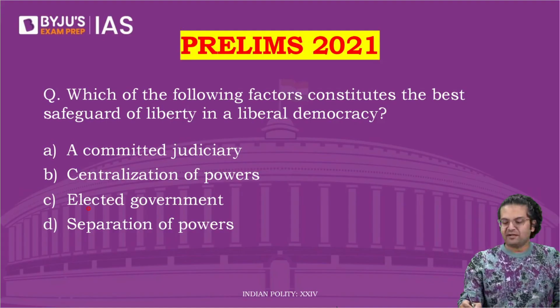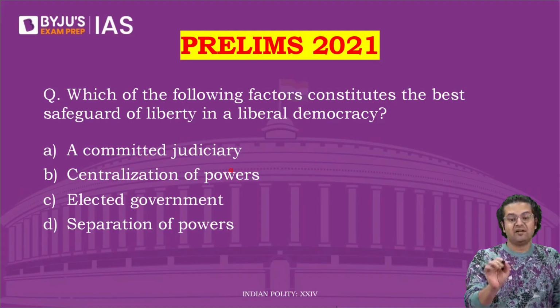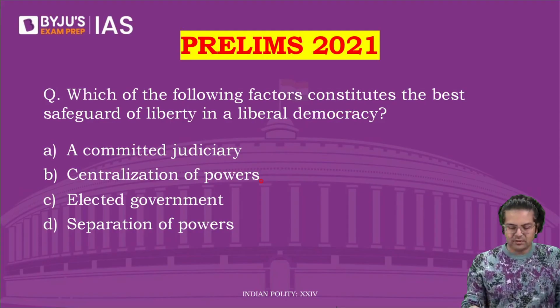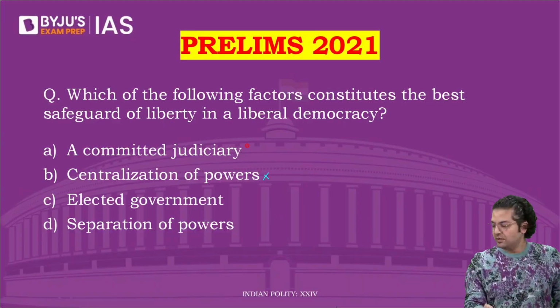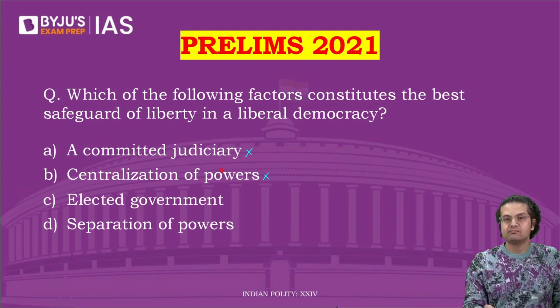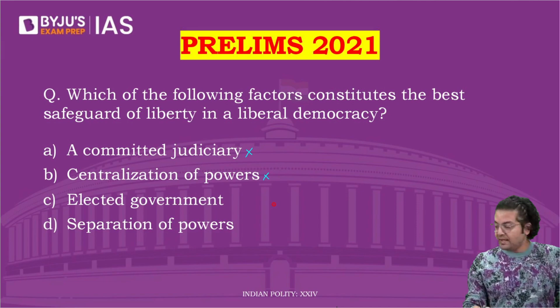The following factors constitute the best safeguard for liberty. Centralization of power, not possible. Committed judiciary is a negative concept, not possible. Remember this word, committed judiciary? We discussed this under ADM Jabalpur case, emergency. Elected government.